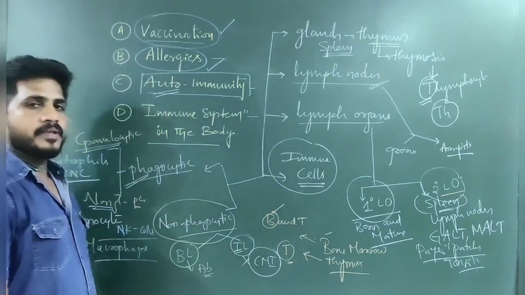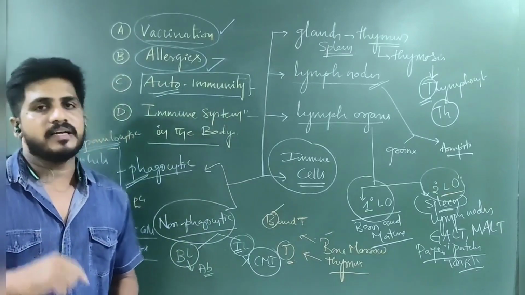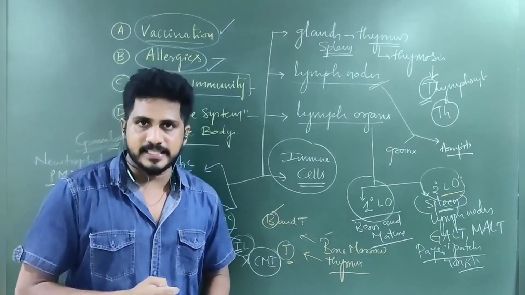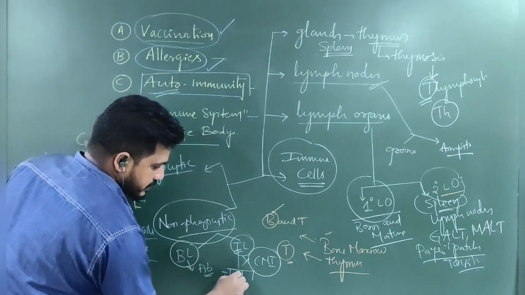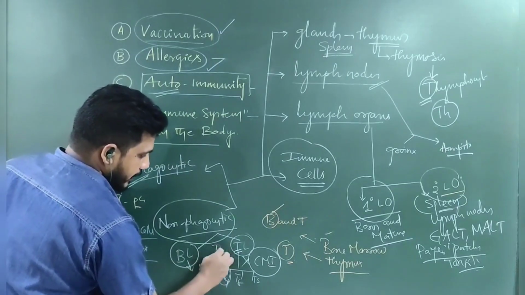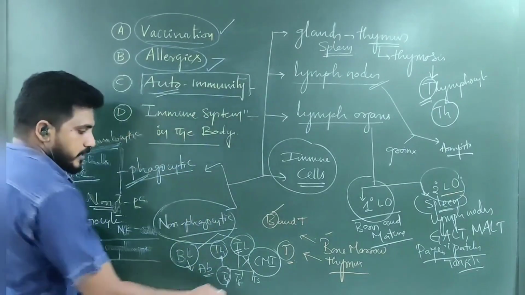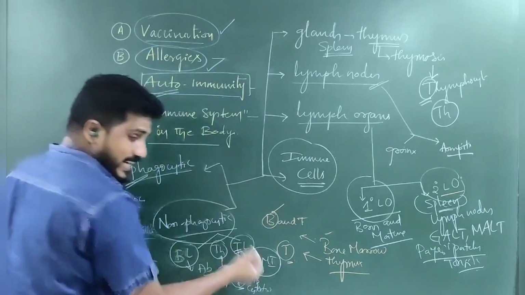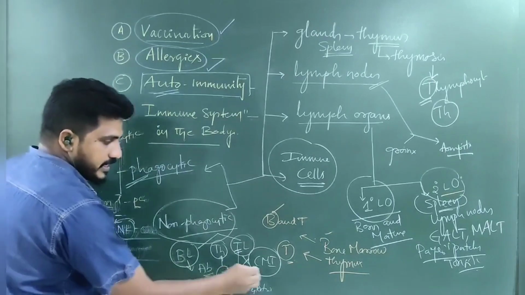T lymphocytes perform cell mediated immunity. In that there are T4 cells, T8 cells, and Ts cells. T4 cells mean T helper cells, and they are very important in HIV infection. T8 cells mean T cytotoxic cells or TC cells. They are also called killer cells: natural killer cells, monocytes, killer cells, TC cells.